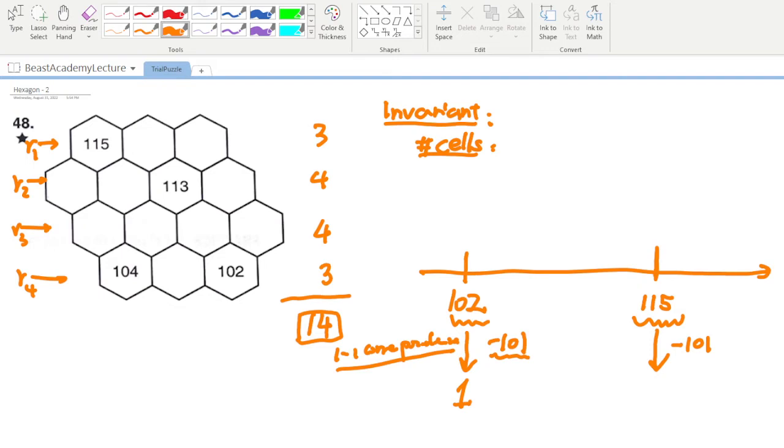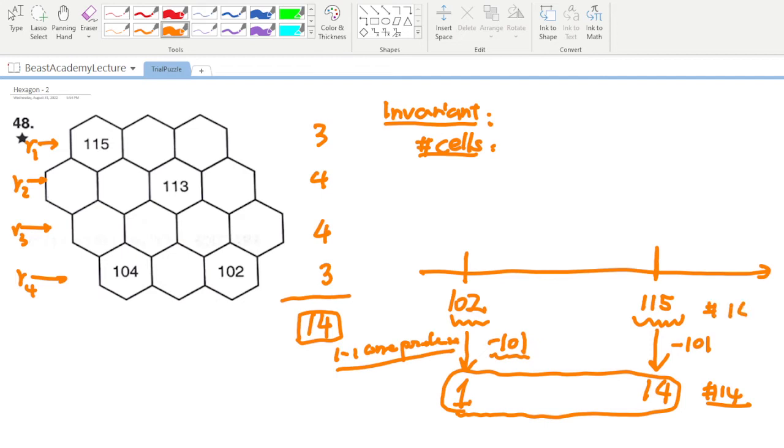This is a one-to-one correspondence, right? How many do you have left? Who can tell me what is 115 minus 101? It equals 14. Who can tell me how many numbers from 1 to 14? We have 14 numbers. Then how many numbers are between 102 and 115? 14 numbers. So we need to fill in 14 numbers.